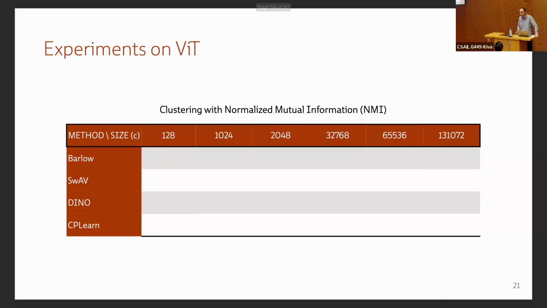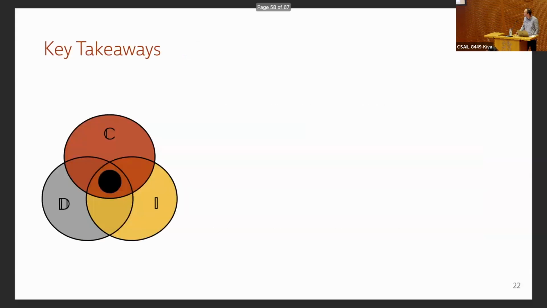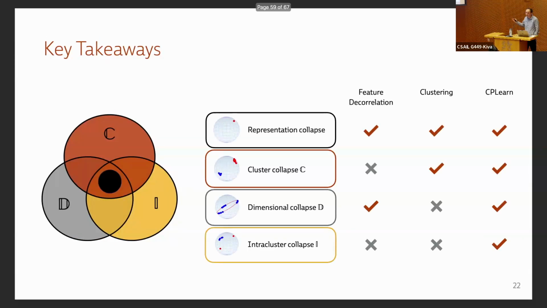Now, when we go to the clustering performance, we obtain some real gain compared to the baselines, because we can really get a significant margin compared to the existing approaches. And that's basically it. So today we have discussed the different families of collapses, and we have demonstrated some principles to try to avoid them. So thank you.